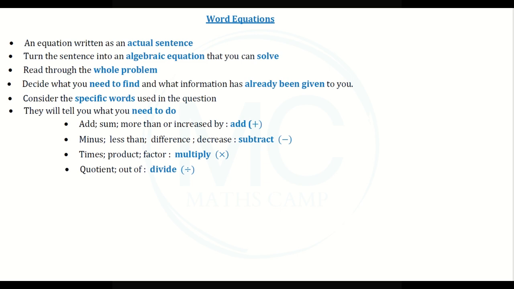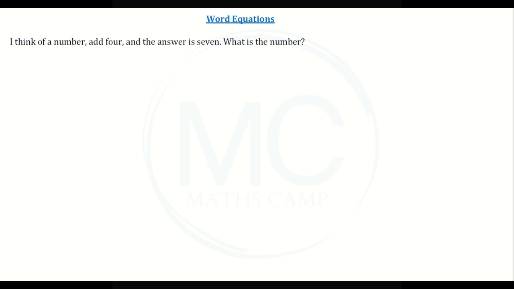The values we need to find are unknown. So to create an equation, we can assign them a variable such as x. Let's look at some examples. I think of a number, add 4, and the answer is 7. What is the number? The number is our unknown value. This is what we need to find. So let's for now call our number x.